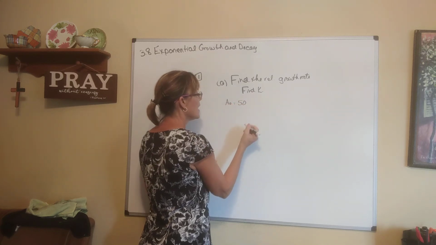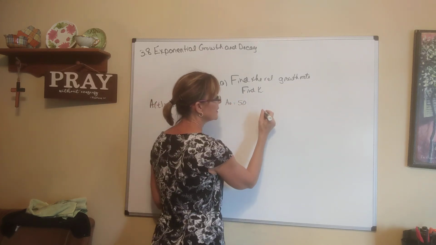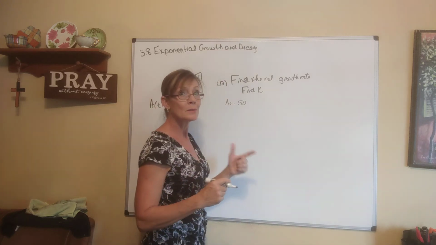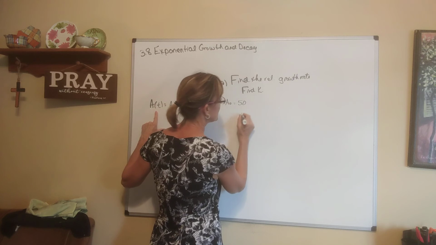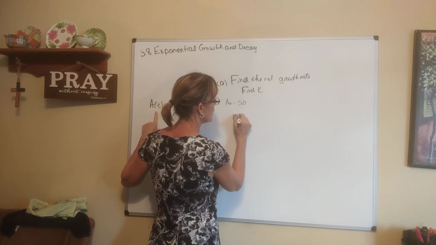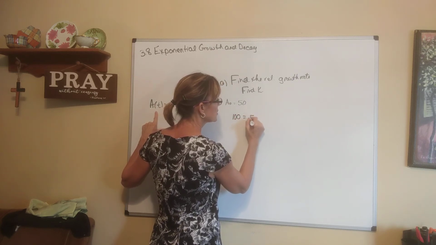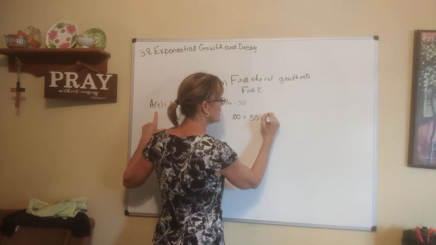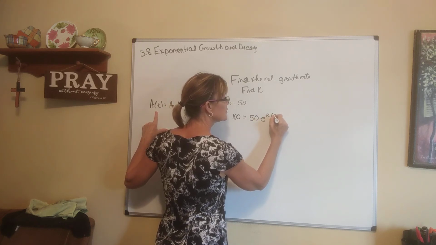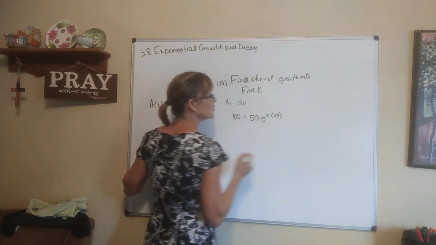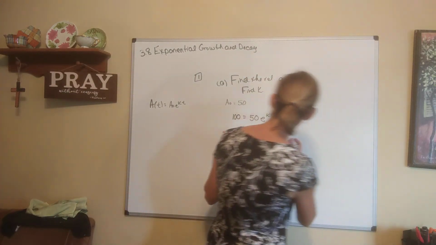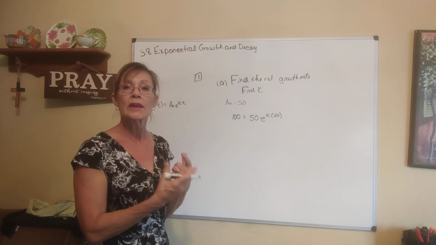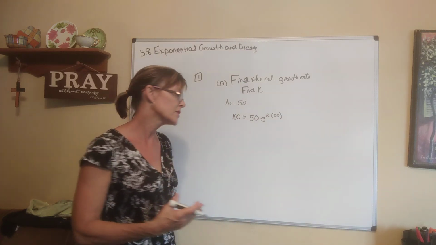Okay. And so the fact that it doubles every 20 minutes means that if we were to fill this in, A of t would be 2 times 50, 100, which would equal the initial amount, 50, e to the k, and t is 20 minutes. Now, we would solve this exponential equation and find k, and that would answer part A. So let's just do that.